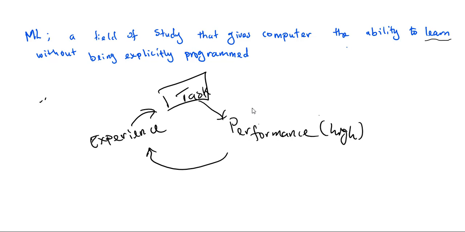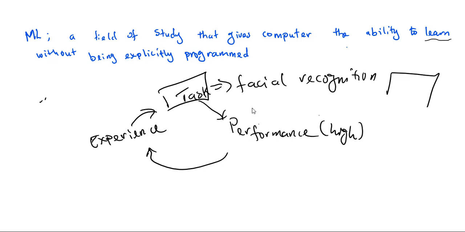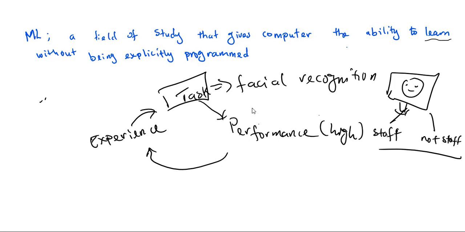For example, I would like us to take a simple example, assuming that we have created a system that recognizes staff, or recognizes people's faces. So our task here is facial recognition. Now what is our performance? If we are given an image of someone's face, it should be able to recognize that this person is a staff, or that the person is not a staff. This is our objective. If the system recognizes that it is a staff and the image is actually a staff, the experience of this system will be high.